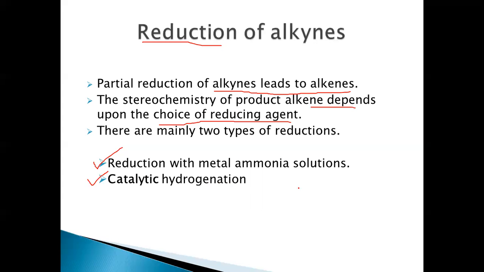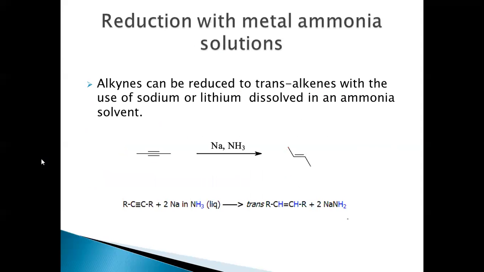So reduction with metal ammonia solutions results in the formation of the trans alkene. Stereochemistry can be decided here, and catalytic hydrogenation with Lindlar's catalyst helps in the formation of the cis alkene here. So depending upon the reducing agent we are using here, the stereochemistry of the product can be decided. Let's look at this reduction with metal ammonia solutions, the first type of reduction.